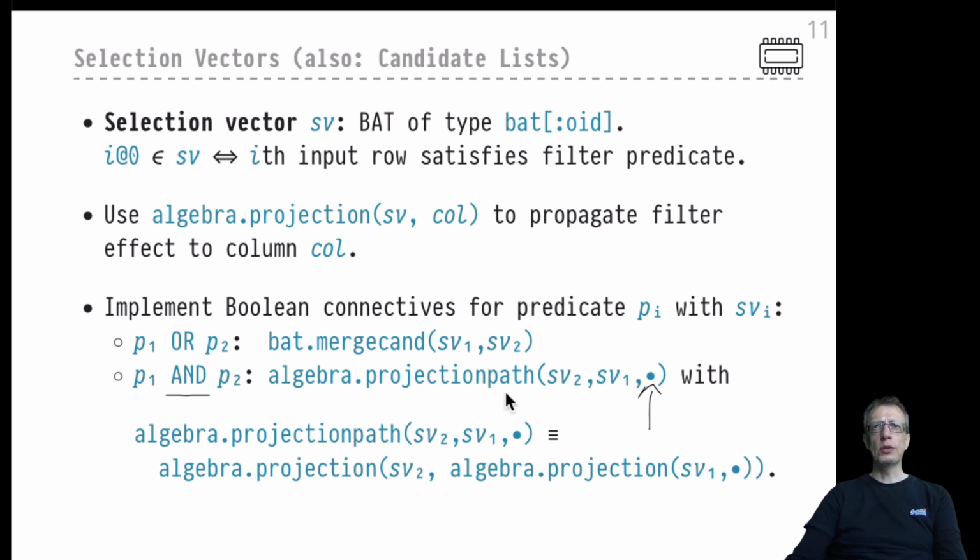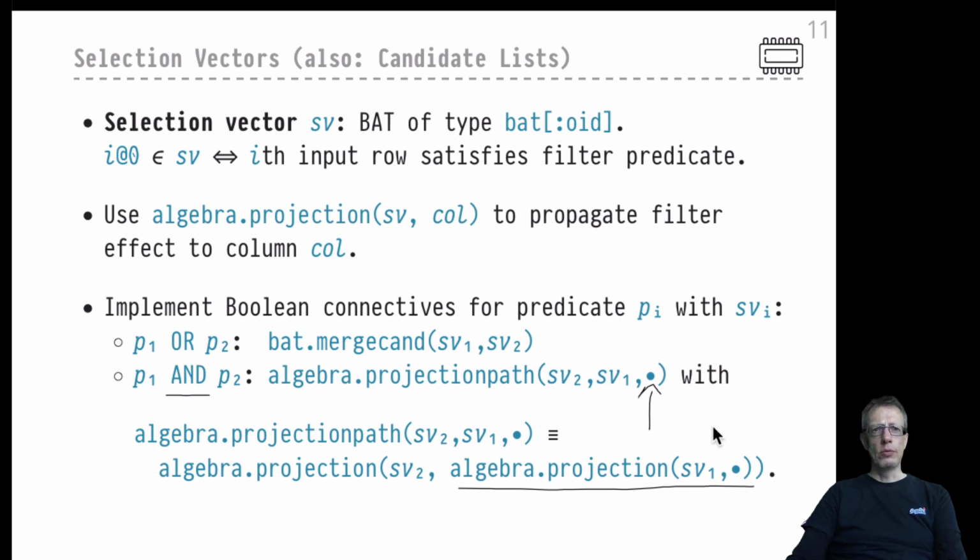Okay, and the obvious implementation of algebra projection path is shown here on the bottom of the slide. This would be just a rewrite in terms of algebra projection, but as you can imagine, there is a particular efficient implementation of algebra projection path directly inside MonetDB that avoids the construction of this intermediate result of this inner algebra projection here. And indeed, the projection path may be of arbitrary length. Many such selection vectors may be applied to one input here.